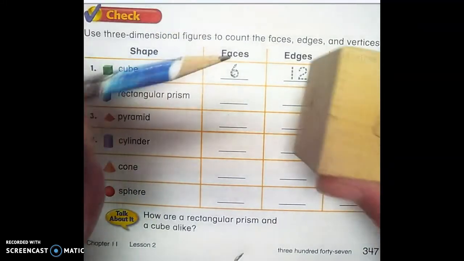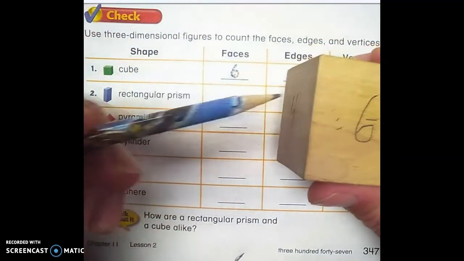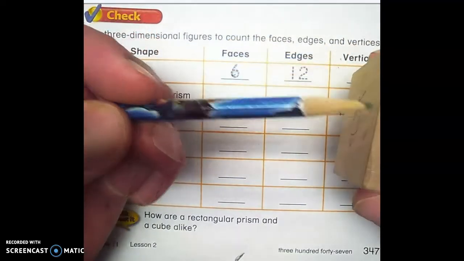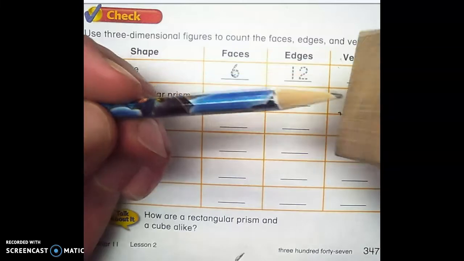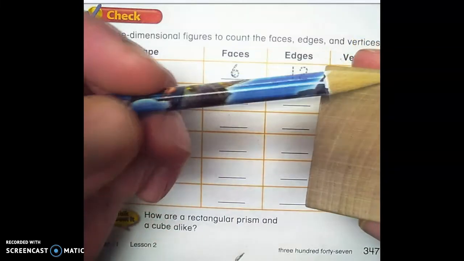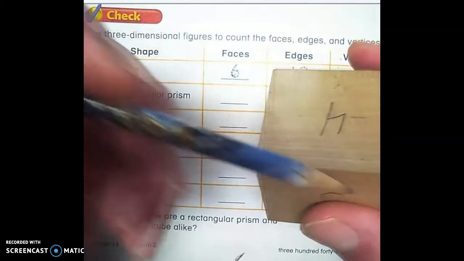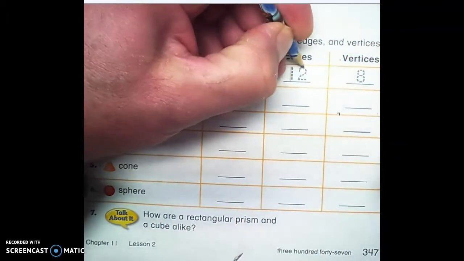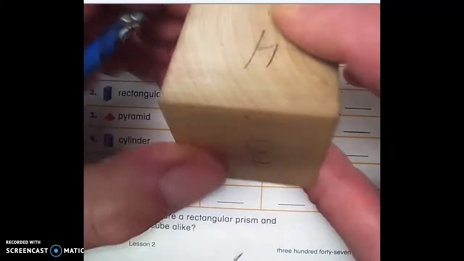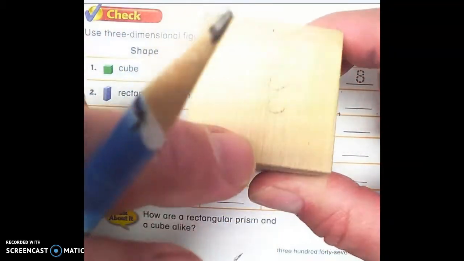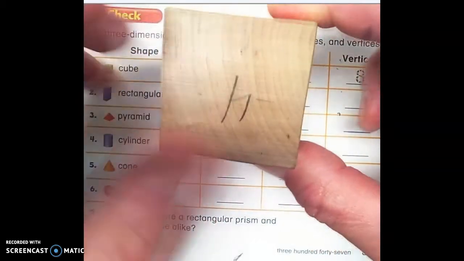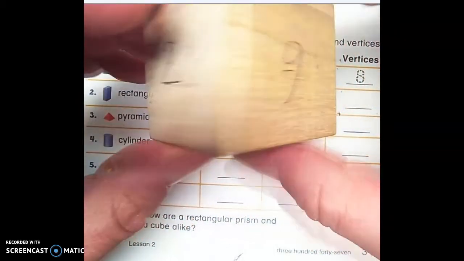Now we're going to count the edges. Remember, the edges are the places where 2 faces come together. So we're going to count 1, 2, 3, 4, 5, 6, 7, 8, 9, 10, 11, 12. So this figure has 12 edges. So basically what you're doing is just going to go around, turn the cube around in your hand, and count the faces. Then turn it the opposite way and count the edges again.